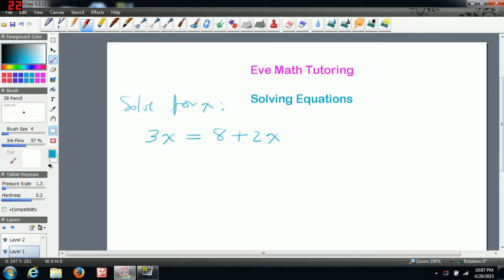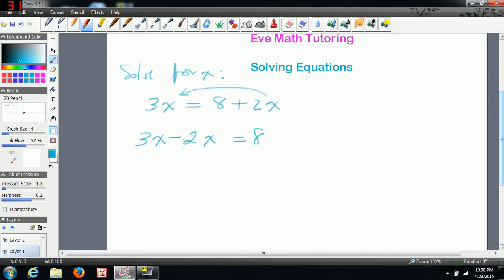Okay, so what you're going to do is bring all of the x's to one side and keep all the numbers on the other side. When you move something over to the other side of the equation, the sign of it changes. So if it's a plus here, it becomes a minus. And then these are like terms, so you can just go ahead and subtract them. So 3x minus 2x is just x, and then x is equal to 8. So that would be your answer.